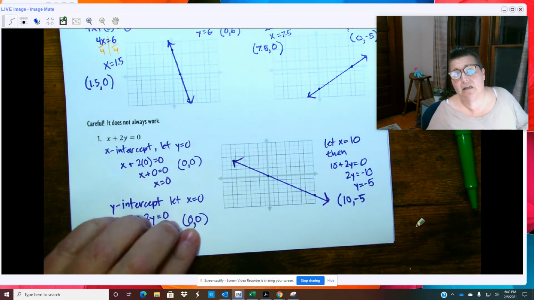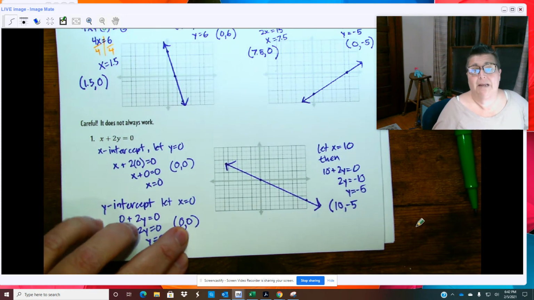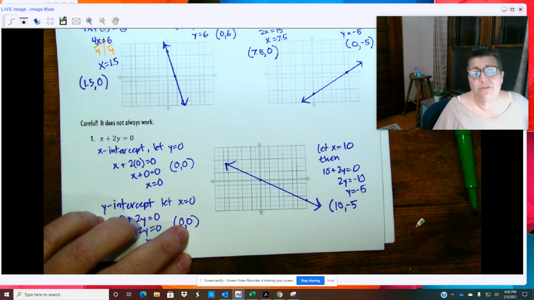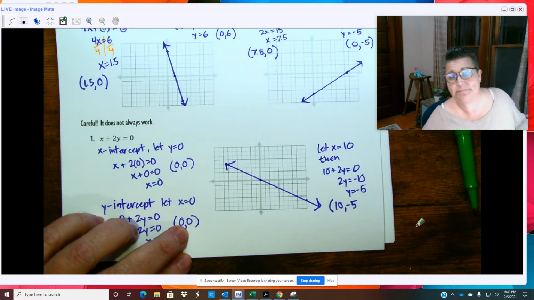We're not stuck. There are other ways around it. You just need to pick a different x. But you do need to be careful because intercepts are not universal. They don't always work to graph the line.